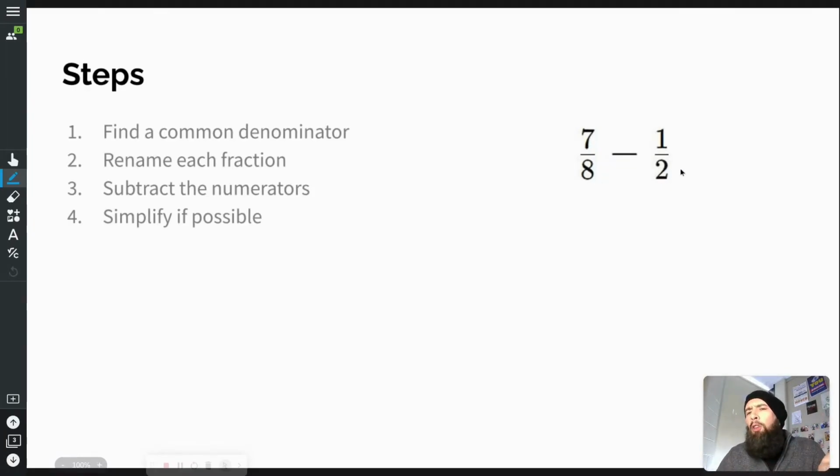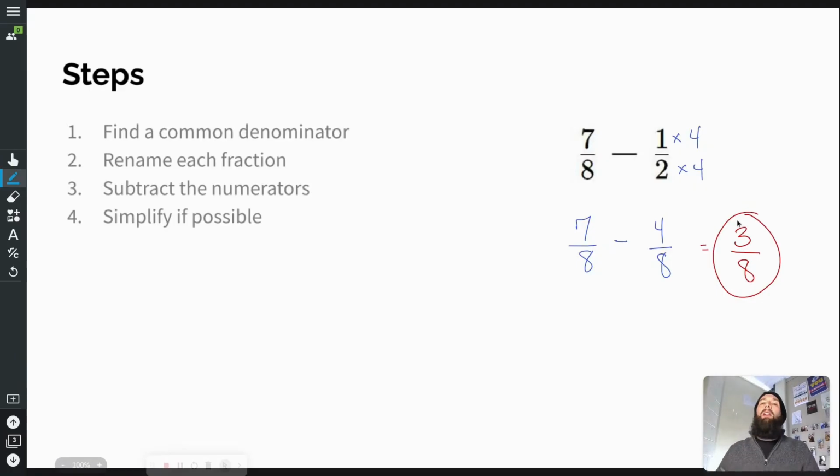Well, if I were just to multiply 2 by 4, I'd get 8, and then I'd have the same denominator. So we're going to rename the fraction. And when we rename the fraction, I can't just multiply the denominator by 4. I have to multiply both the numerator and the denominator by 4. That gets me 7 over 8, that didn't change, minus 1 times 4 is 4, 2 times 4 is 8, and now I can do it. Okay, 7 minus 4 is 3, keep the denominators the same, 3 over 8 is my final answer.